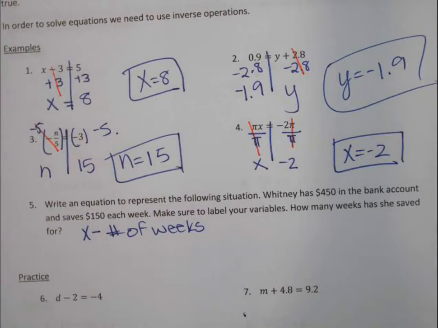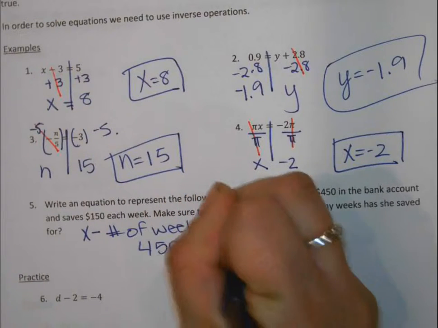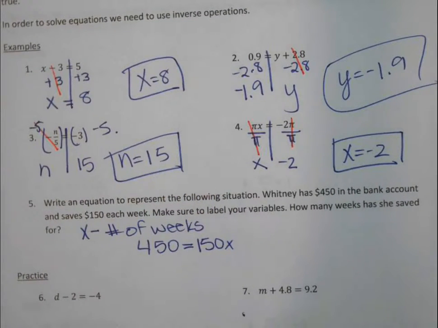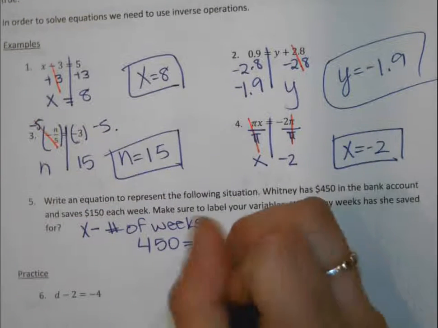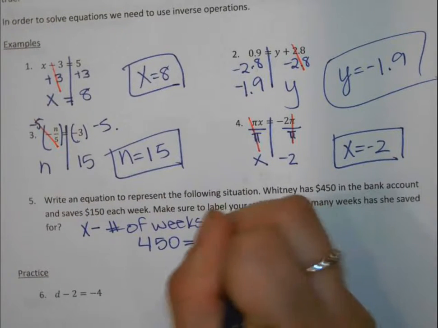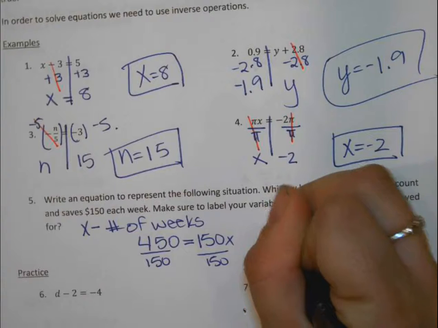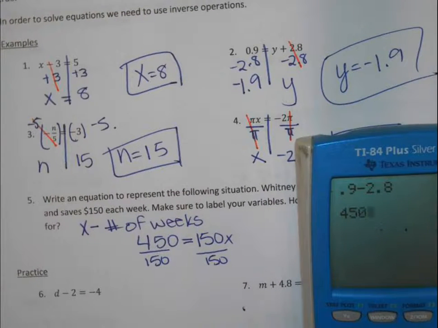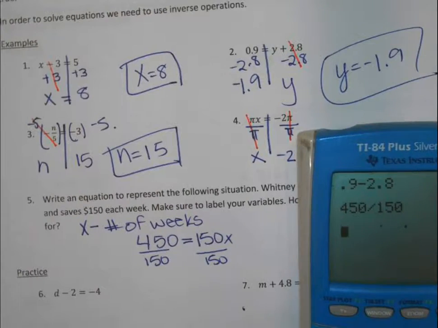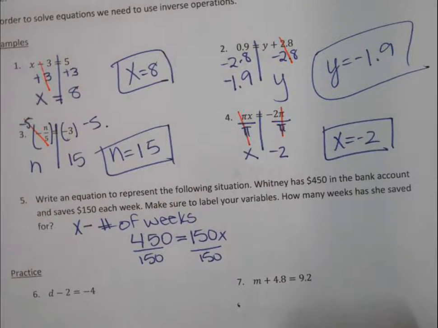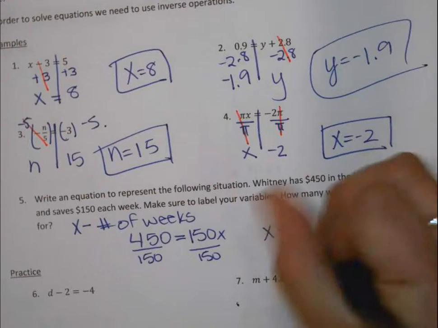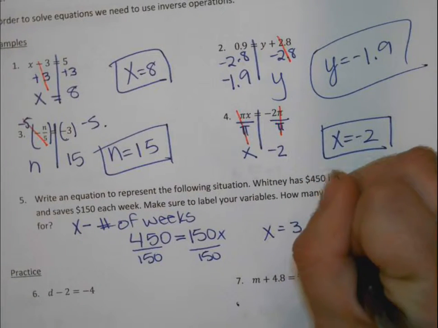Okay. Then I'm going to have 450, because that's how much she starts off with. And I know she saves 150 every week because it's happening on a weekly basis. It's multiplication. And then I'm going to go ahead and solve this. I'm going to divide by 150 on both sides. Then I get, using the calculator, 450 divided by 150 gives me 3. So I get x equals 3. So she'll be saving for 3 weeks.